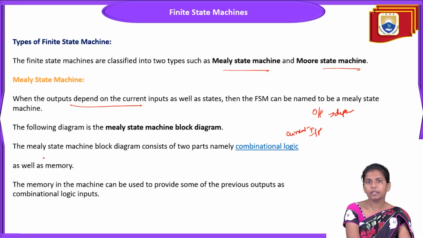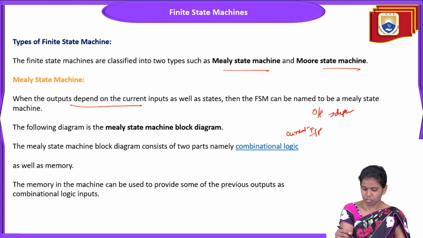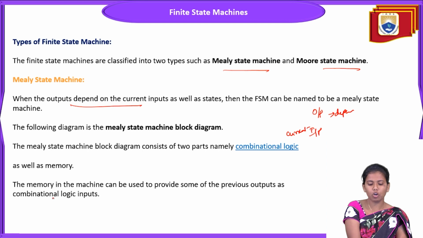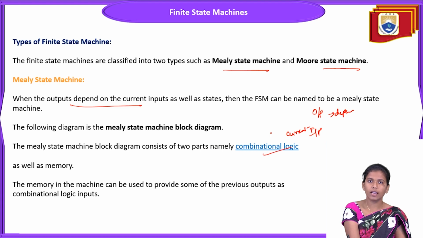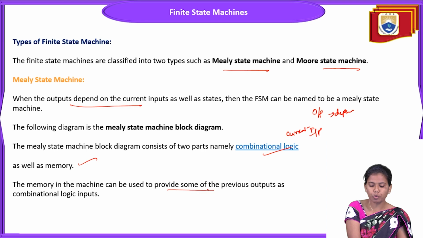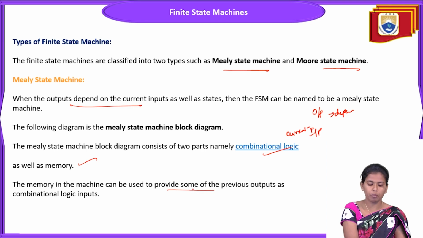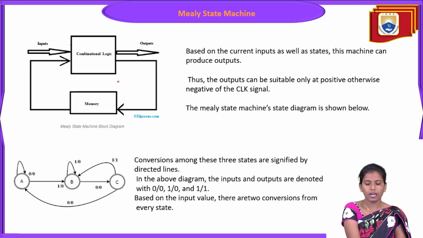And then the diagram shows the Mealy state machine. It consists of two parts, namely combinational logic as well as memory. So this Mealy state machine consists of two blocks, combinational logic and the memory. The memory in the machine can be used to provide some of the previous outputs of the combinational inputs. So obviously this is a Mealy state machine diagram. It consists of combinational logic as well as a memory.